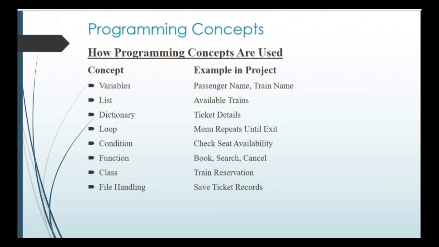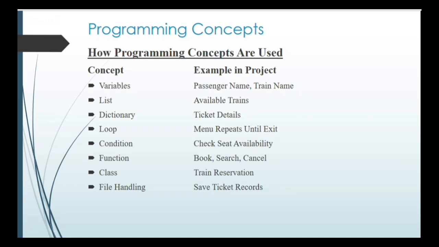Then next is loops. Loops are used to keep the program running continuously and display the main menu until the user chooses to exit. Next are conditions. Conditions are used to check different situations like seat availability or whether a ticket exists before cancellation. Next, functions. Functions are created for each major task like booking a ticket, searching records, and cancelling reservations to keep the code organized. Next, classes are used to group all related functions together, making the system structured and object-oriented.